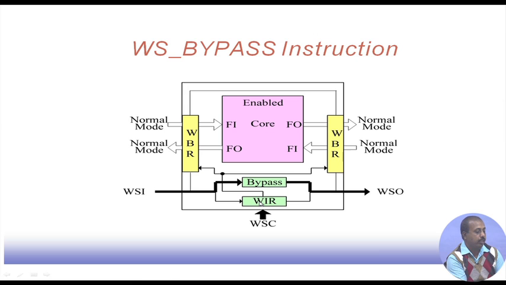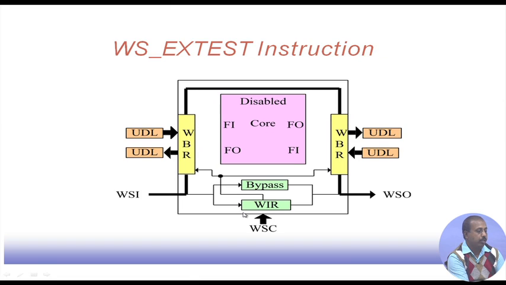can tell the WIR that this is a bypass. So, the bypass control will be high, as a result this will be decoded as a bypass instruction, and whatever is coming on this WSI line will be bypassed and will come to this WSO line. So, this way the bypass instruction can be implemented.